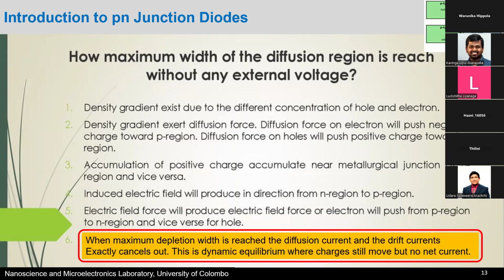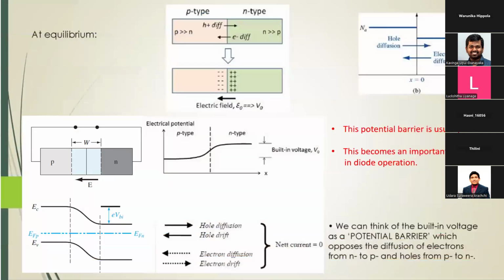So don't think that nothing is moving once it reaches thermal equilibrium. The charges are always moving due to drift and also due to diffusion, but there is no net current. The currents actually balance out, right? So you can also study these things in semiconductor device physics books.